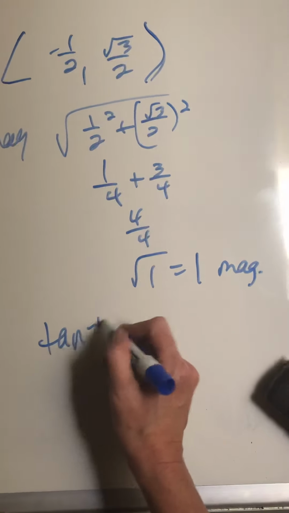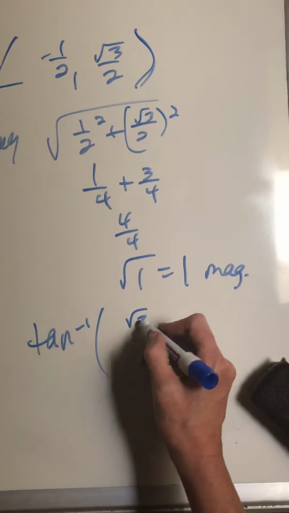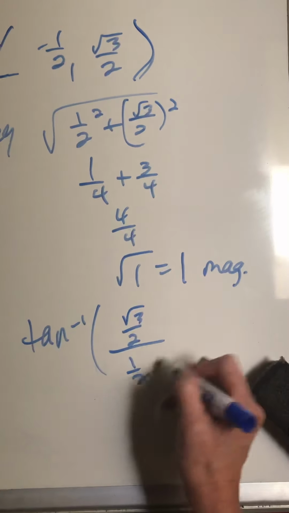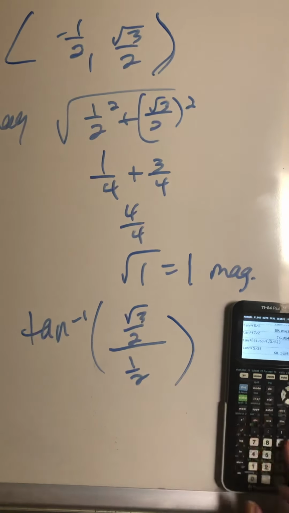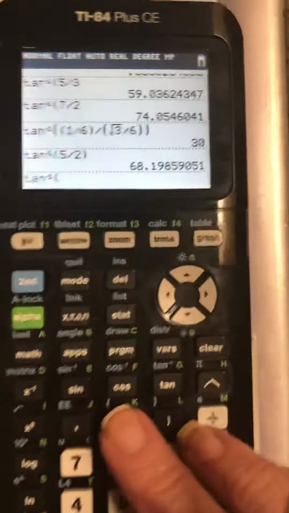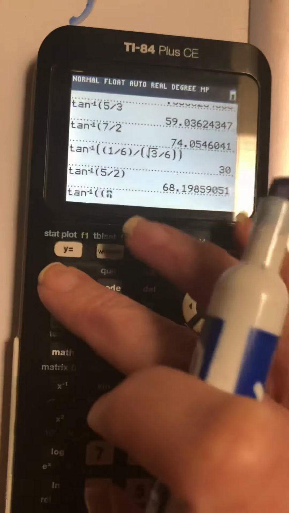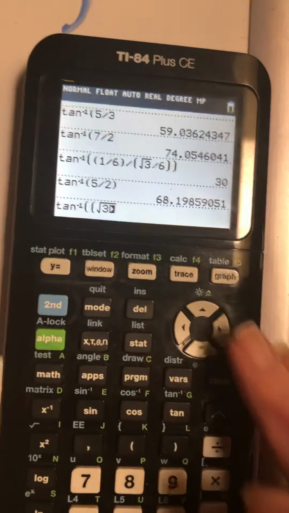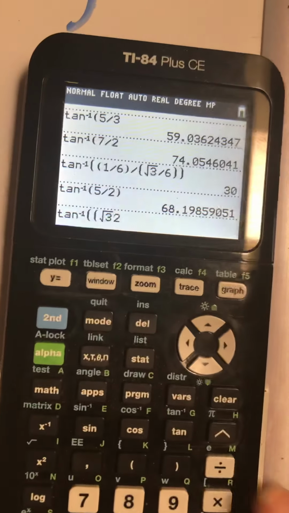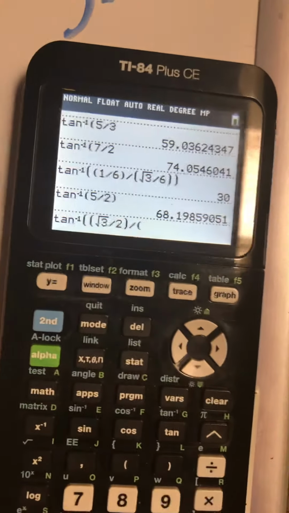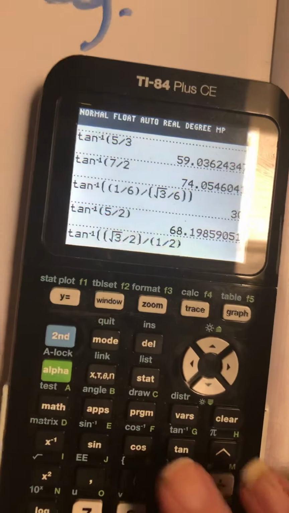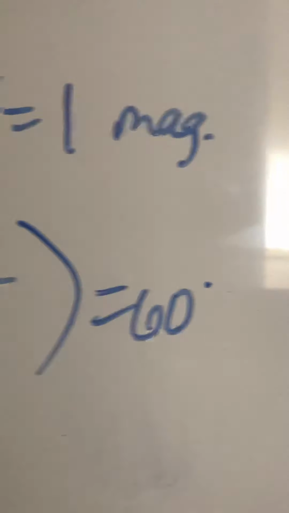Then we want to do the inverse tangent so we can find the angle of direction, square root of 3 over 2, divided by 1/2. Don't use the sign. So inverse tangent. So again, parentheses everywhere. So square root of 3 over 2, divided by 2, close parentheses, divided by parentheses, 1 divided by 2, parentheses, 60. So this angle is 60.